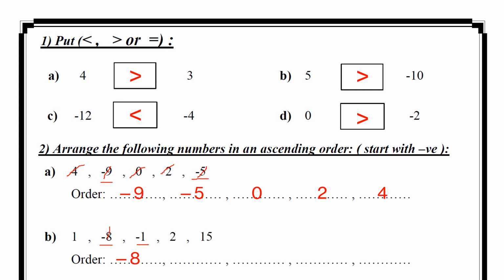When we write it, we are going to cancel it or cross it. And then we have negative 1. Don't forget to cross it. Then we have 1, 2, and 15. Which number is smaller? All of them are positive, so the positive numbers are smart. So here, the smallest is 1, then 2, and the last one is 15. Don't forget to cross it.